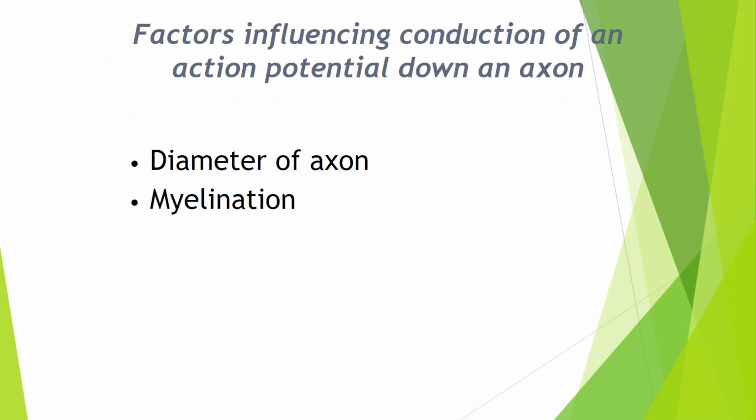So factors that influence conduction of action potentials down an axon include the diameter of the axon and myelination. And this will help reduce resistance to the spread of the charges. Thus, a myelinated axon that's say 40 micrometers in diameter is going to conduct the action potential a lot faster than say a 10 micrometer diameter axon that's unmyelinated.